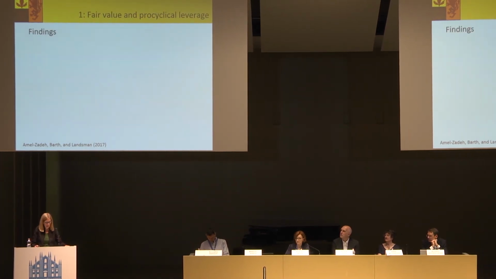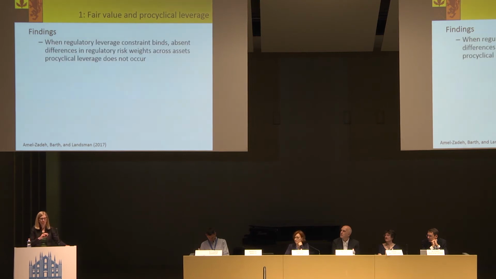So what do we find? The first part of the paper is based on an algebraic analysis to try to figure out, as I said, how procyclical leverage could occur. And we find that when the regulatory leverage constraint binds, absent differences in regulatory risk weights across assets, procyclical leverage does not occur. So the algebra tells us you need different regulatory risk weights before you get procyclical leverage. And as I said, we then take it to the data.